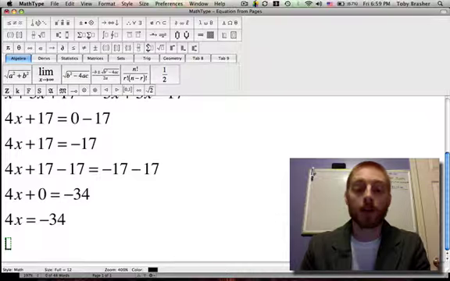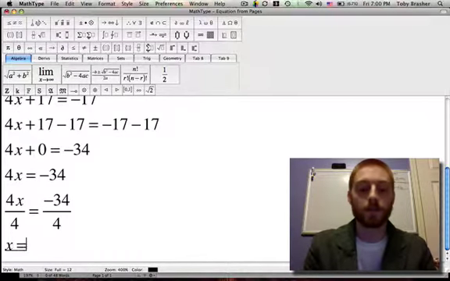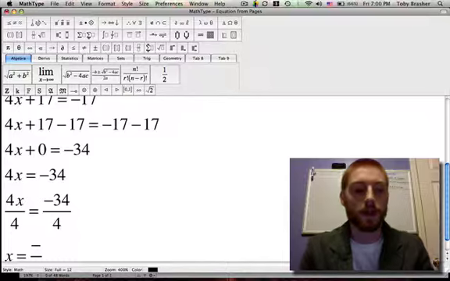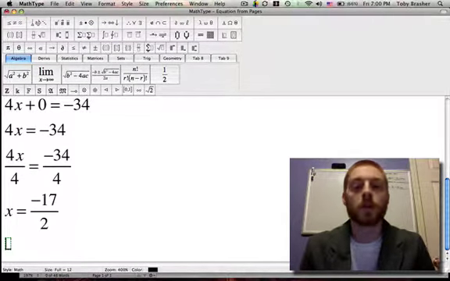Okay. Now I have 4x or 4 times x. In order to get rid of my multiplication, I divide both sides by 4. 1 times x is x equals negative 17 over 2. And I'm just going to leave that as a fraction.